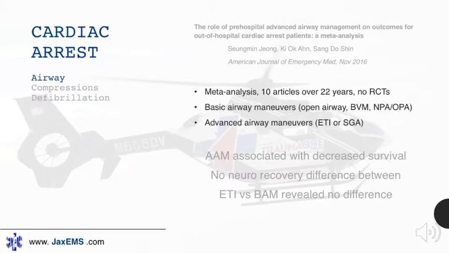Again, it's only as good as the quality of the articles it's looking at. So if you're looking at 10 crappy articles, it might be a crappy meta-analysis. And a lot of this data is not good because, again, it's not randomized. But again, it's the best data that we have.